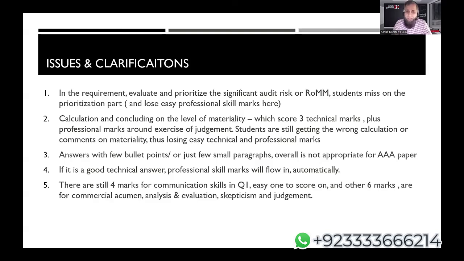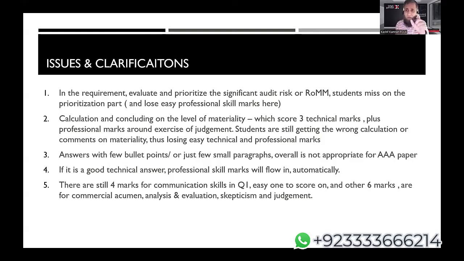Number 5, there are still 4 marks for communication skill in question number 1. We know there are 10 professional marks in question number 1, of which 4 are communication skill marks, and they're easy to score because you just need to structure your answer in a briefing note. You need to give headings and subheadings. You just need to adhere to the instruction of the partner.